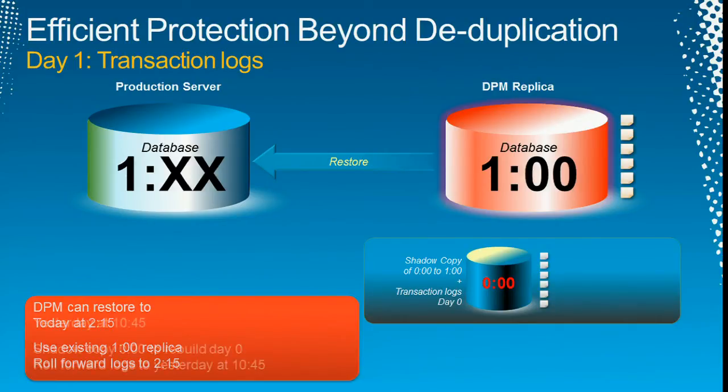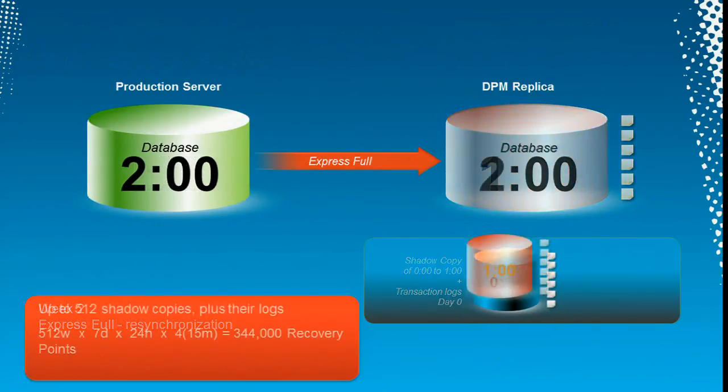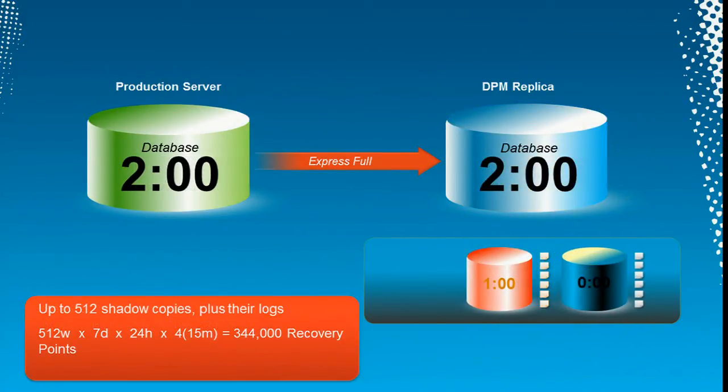Now what if I actually want to recover to day 0 at 10:45? So what DPM is going to do is take the shadow copy of day 0, 12 o'clock, and do the roll forwarding of the transaction logs that I still have until 10:45. And this can continue for day 2, day 3, day 4, and so on.